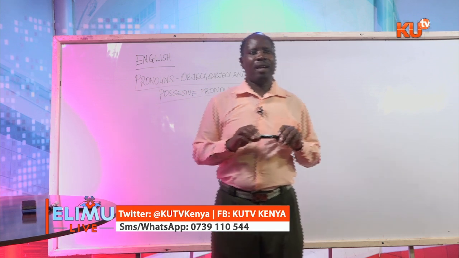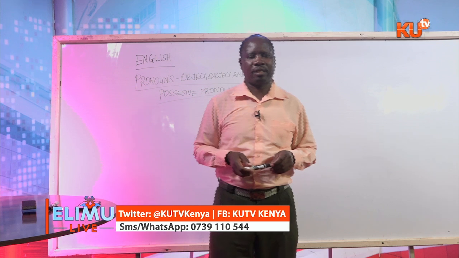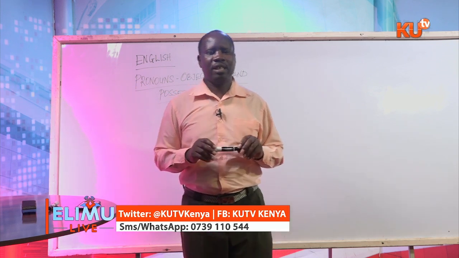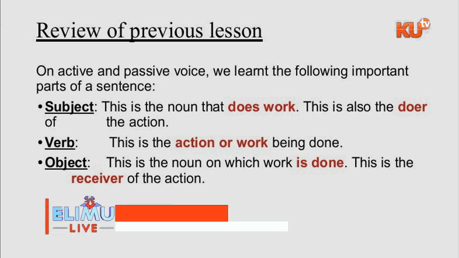Now, in our last lesson, under the same strand of active and passive voices, we looked at three important parts that make up a sentence. These three important parts are the subject, the verb, and the object. These three parts are very important, as they will guide us not only in today's lesson, but in very many other lessons to come in our English.